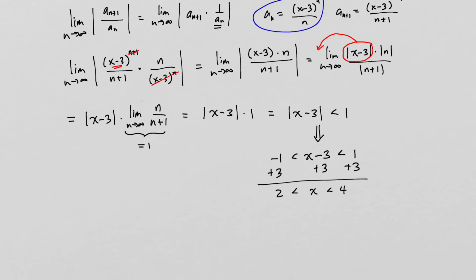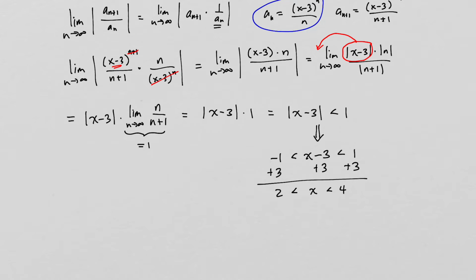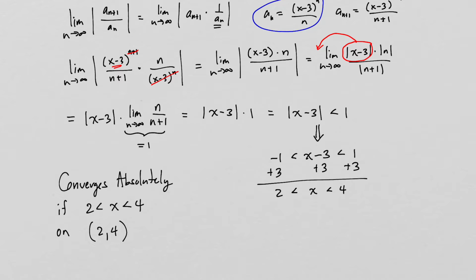So what that means is that the original series converges absolutely. Remember, the ratio test tests for absolute convergence. So it converges absolutely if x is a number between 2 and 4, or we can say on the interval from 2 to 4.